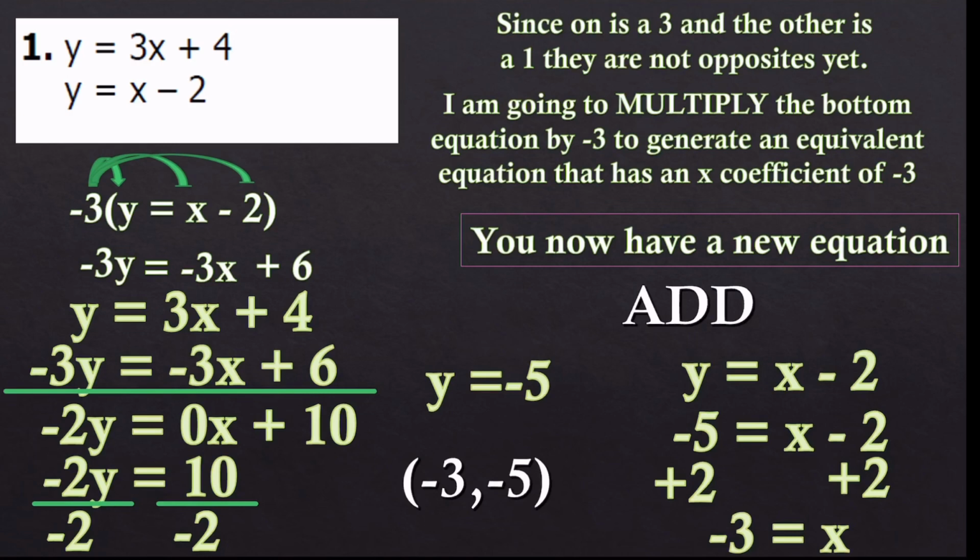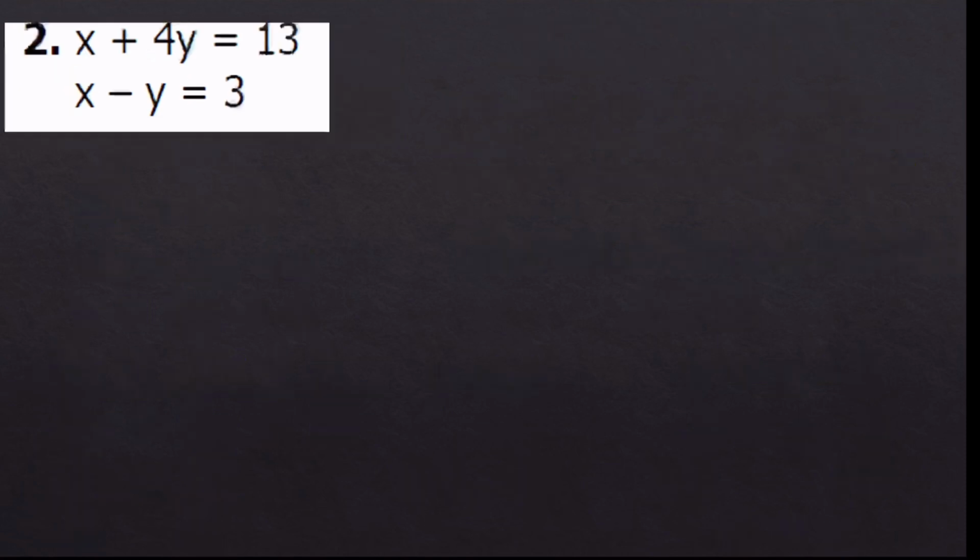Okay, let's go try another one. So the thing I like about elimination is you don't have to solve. You don't have to isolate a variable. You just have to make sure they're lined up. So in this case, they are. Okay, my x's are with my x's, my y's with my y's, and then my constant with my constant.